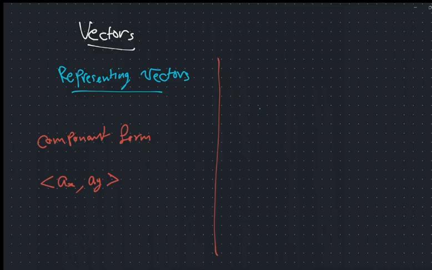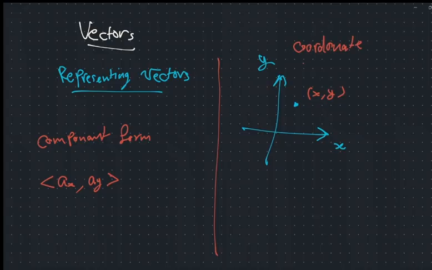So let's say that we have some coordinate plane here with an axis y and axis x. And let's say that we have this point here. And this point, the coordinates of it will be represented by the ordered pair, where you will have the x value and then the y value. This is for the coordinate plane, or the Cartesian system.